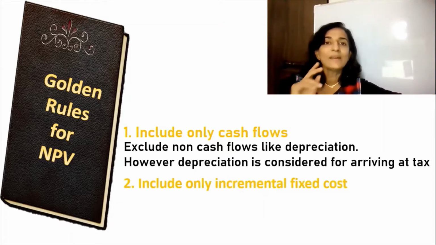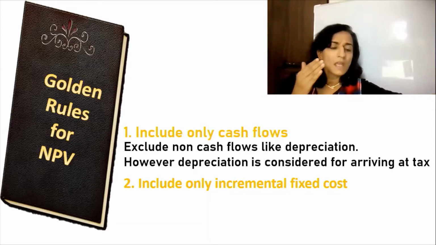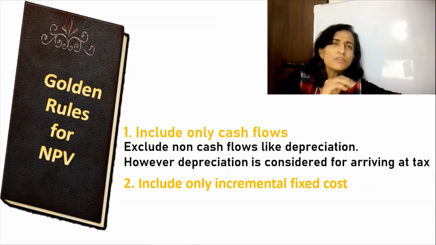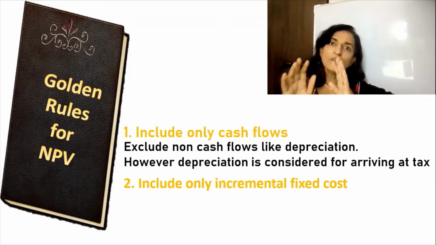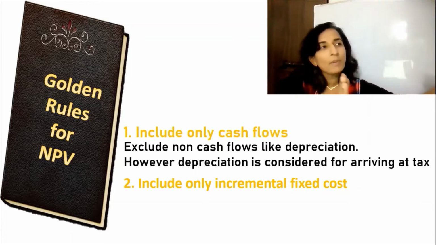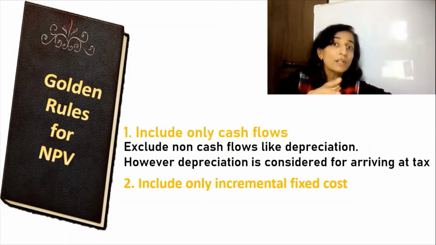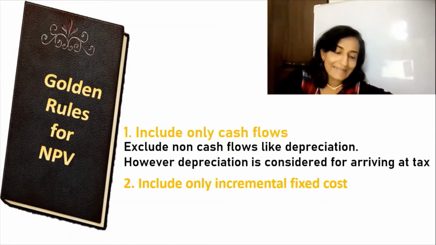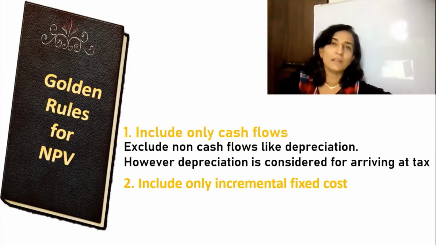Include only incremental fixed cost. What do you mean by incremental fixed cost? Incremental means additional fixed cost. I will give you an example. Suppose you are having an existing business and that business is being run in a factory for which you are paying rent regularly. Now you are planning to start a new business and you are planning to utilize a part of that factory for the new business. Now the existing rent of this factory, should you include it in the NPV calculation for the new business? This is the question.